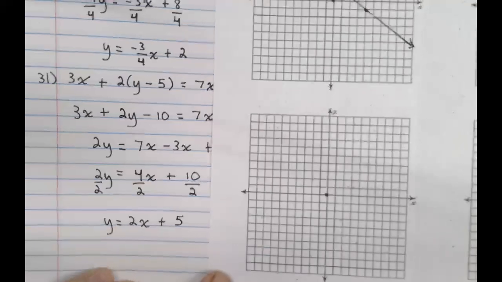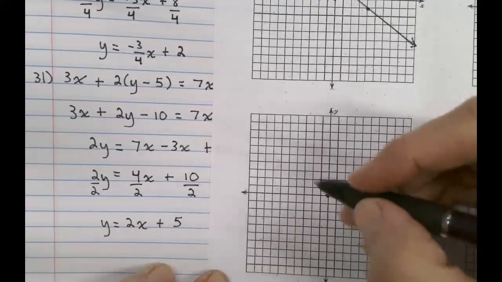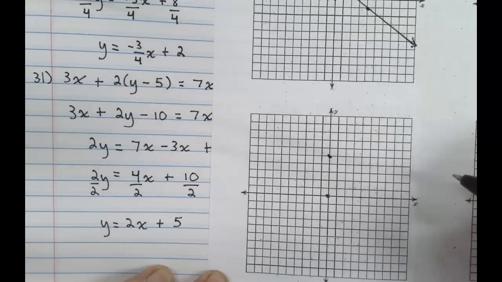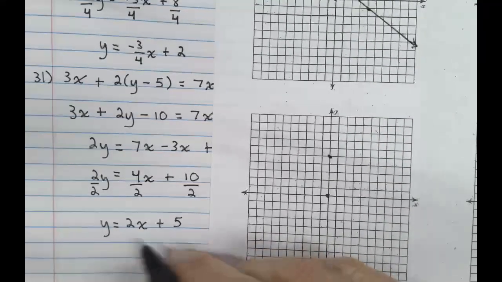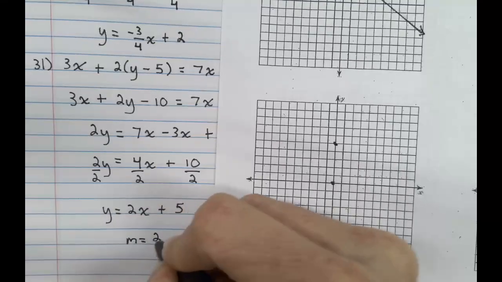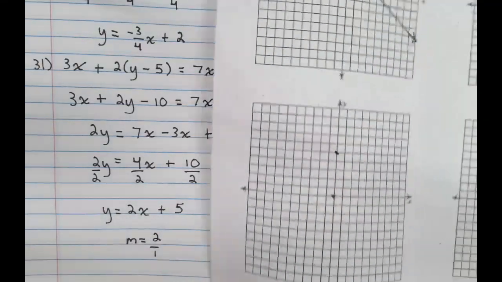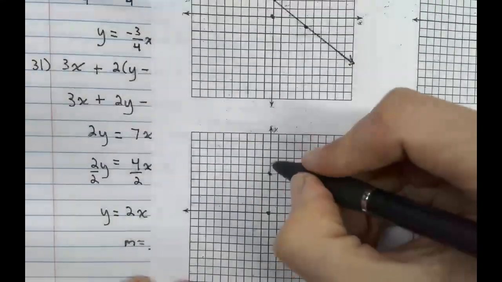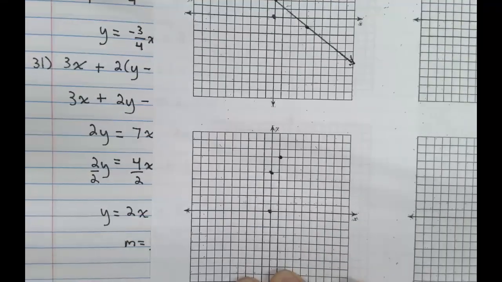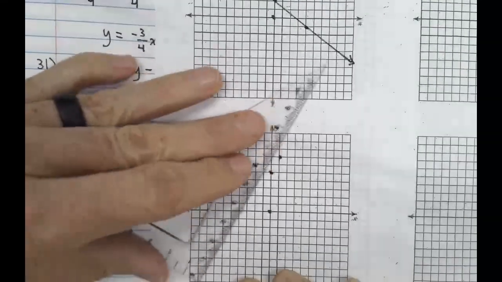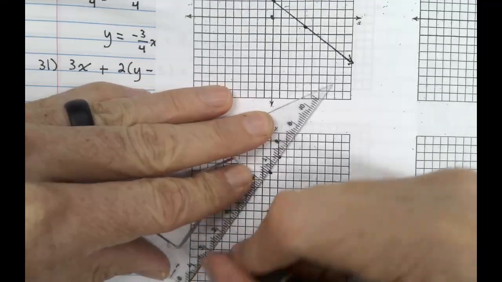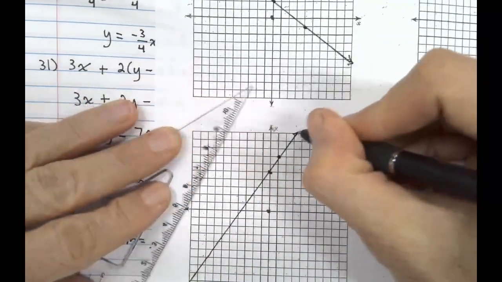Again, you always start with the y-intercept. In this case, it's (0, 5). So there's (0, 5). The slope is 2. Now remember, my slope is 2, that's the same thing as 2 over 1, right? So I'm just going to go up 2 over 1. I've got my 2 points there. I can connect them, draw the line through them, and I will be done with that graph.